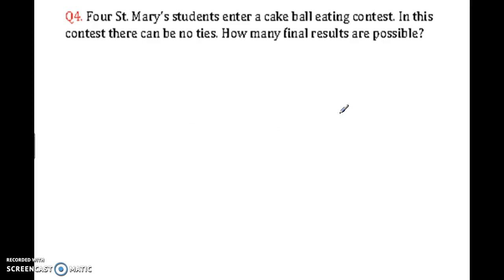4 St. Mary's students enter a cake ball eating contest. There can be no ties. How many final results are possible? So there's only 4 students, so we've got 4 spots here. How many students could get first place in this contest? There's 4 options. Once you've decided first place, there's only 3 options left, and then 2 options left after that, and then 1. And 4 times 3 is 12, times 2 is 24.